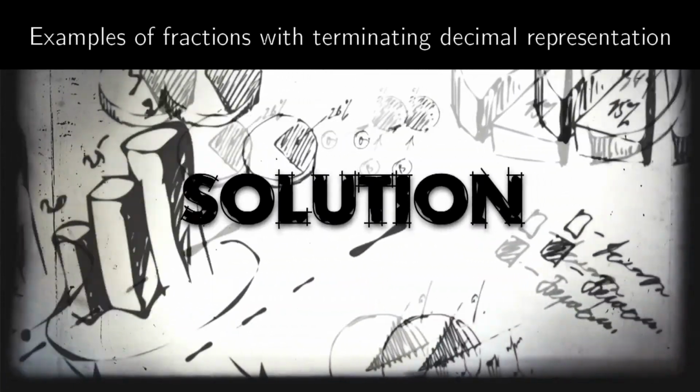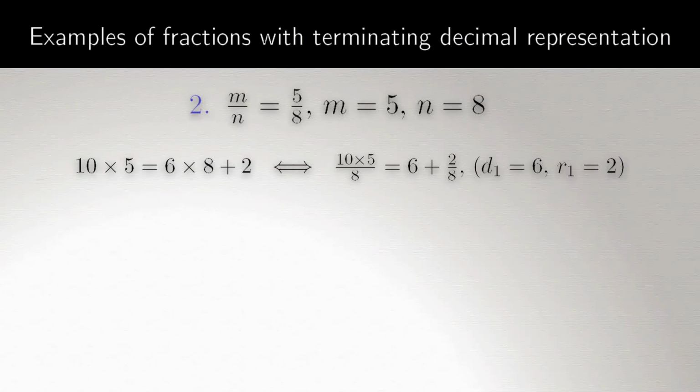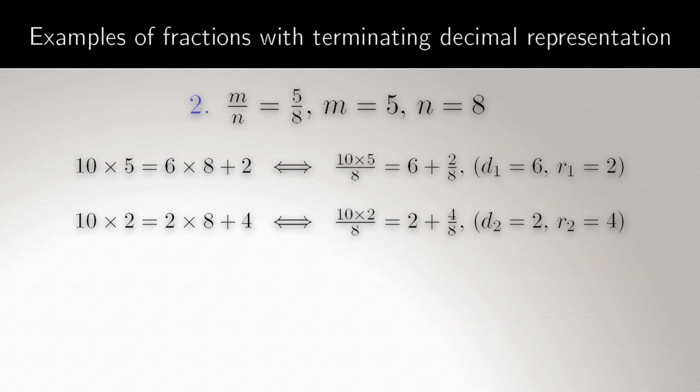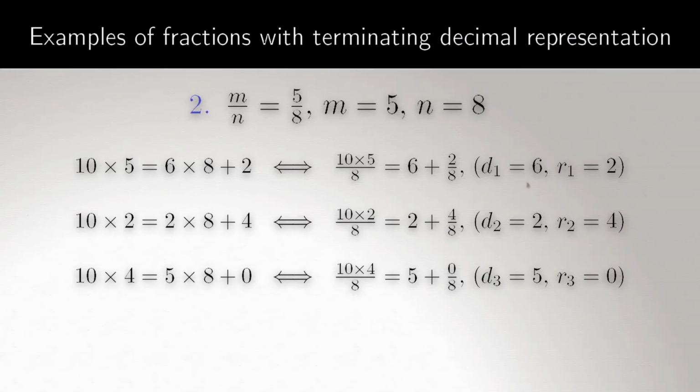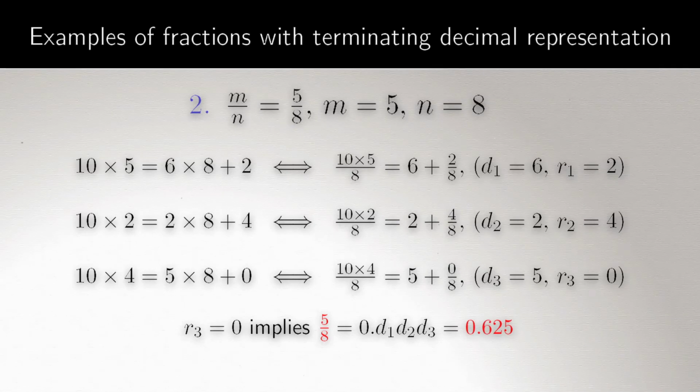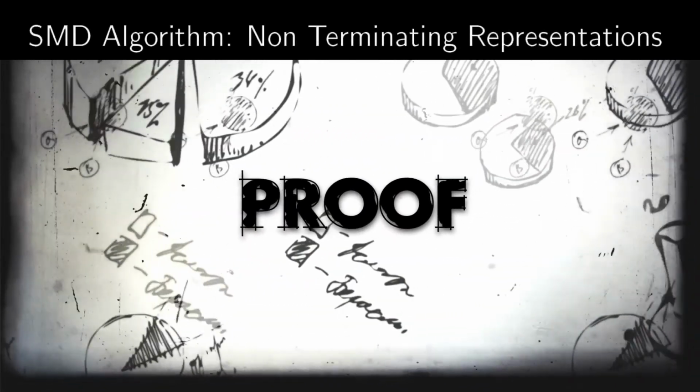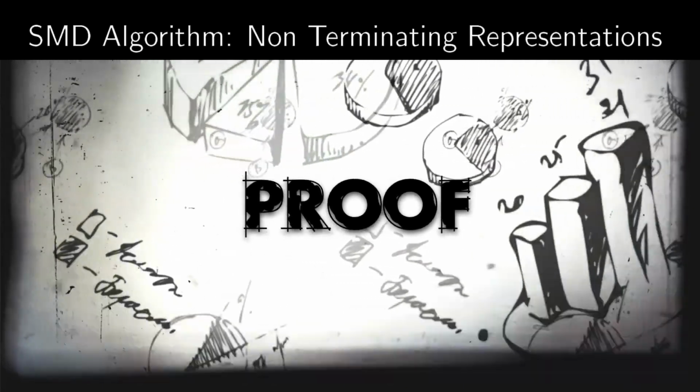Back to our exercise. The answer is d1 equal to 6, r1 is equal to 2, whereas d2 is equal to 2 and r2 is equal to 4. Finally, d3 is equal to 5 and r3 is equal to 0. Hence, 5 over 8 is equal to 0.625. Thanks, Sophie.